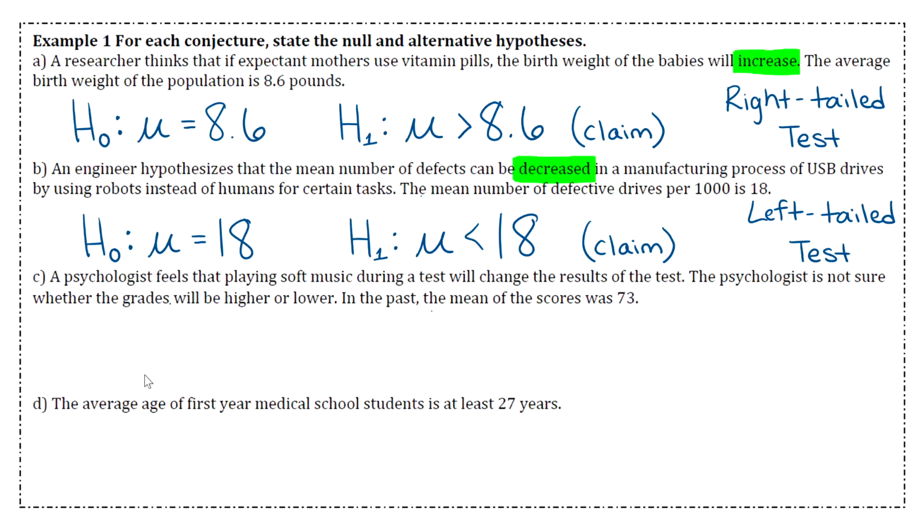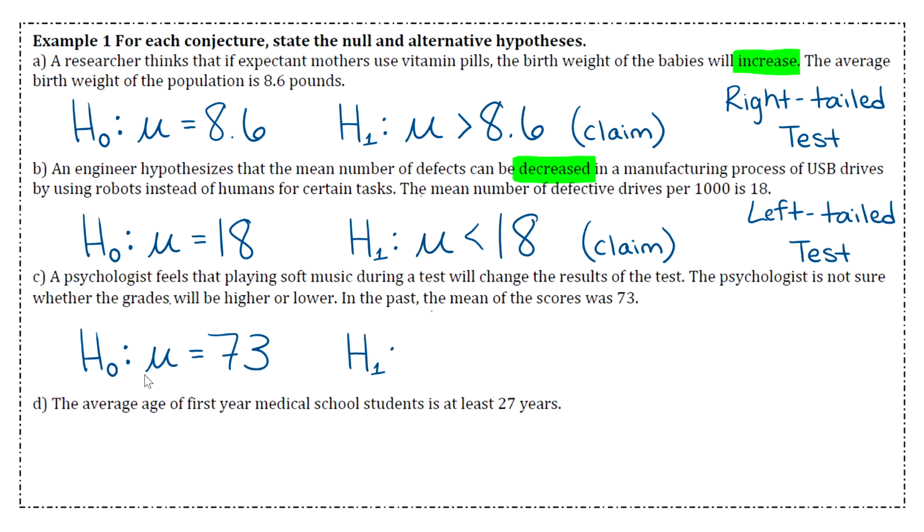Just FYI on that. Okay, part C says a psychologist feels that playing soft music during a test will change the results of the test. The psychologist is not sure whether the grades will be higher or lower. In the past, the mean of the scores was 73. Okay, so for H naught, I'm going to put that mu is equal to 73.